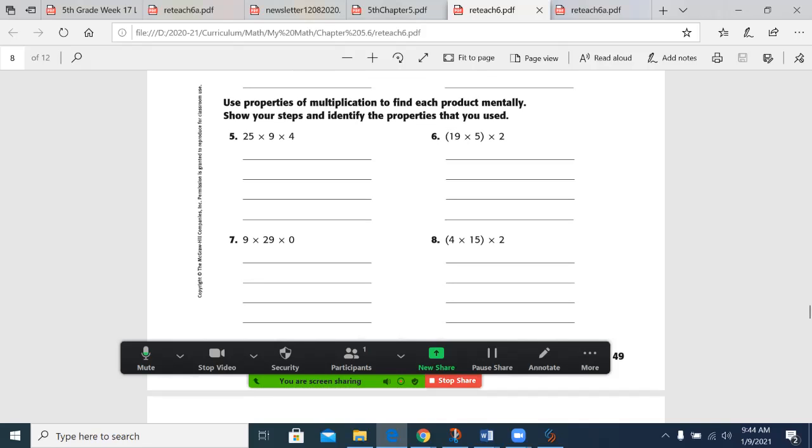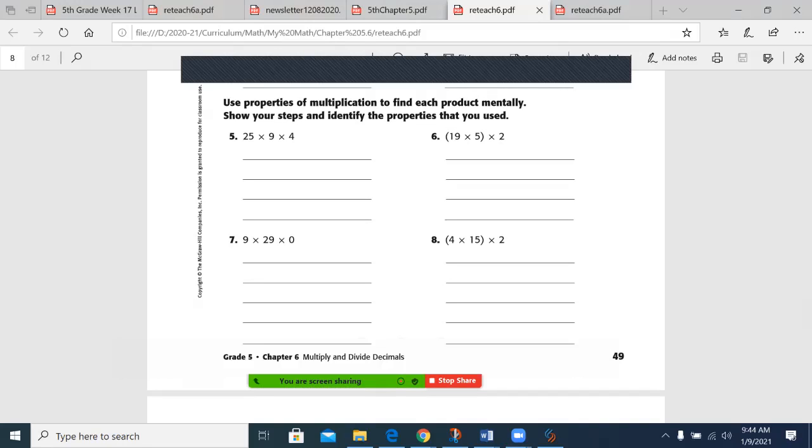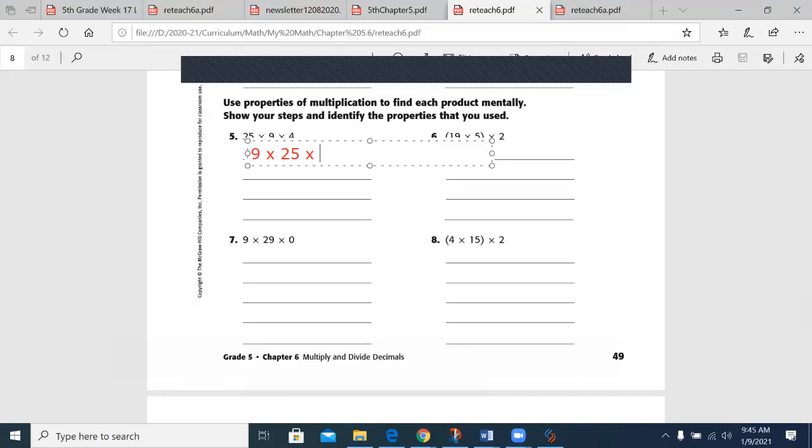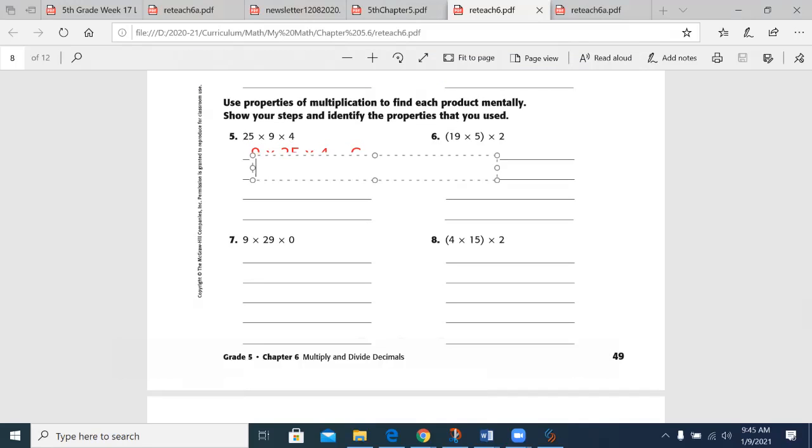I'm going to use my annotation tool. The first thing I need to do is change the order, because I know that 25 times 9 times 4 can be difficult to solve. So I'm going to go 9 times 25 times 4, and that's the commutative property, so I'm just going to use a C. You're fine if you use a C today. The next thing I want to do is group them using the associative property: 9 times, now in parentheses, 25 times 4. That gets an A for associative. Now I can start solving.